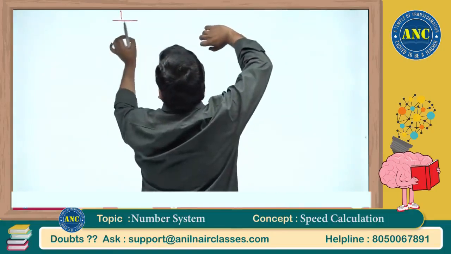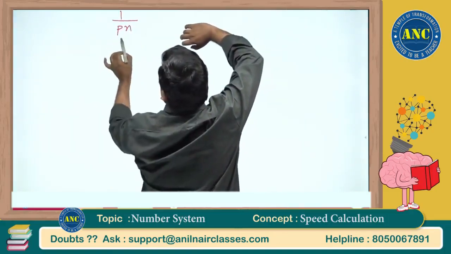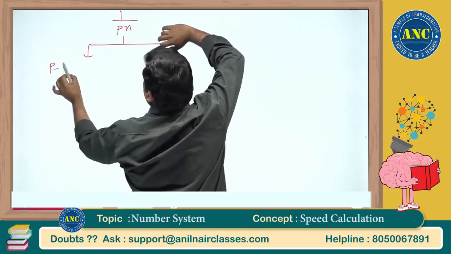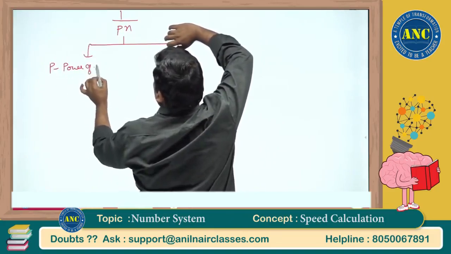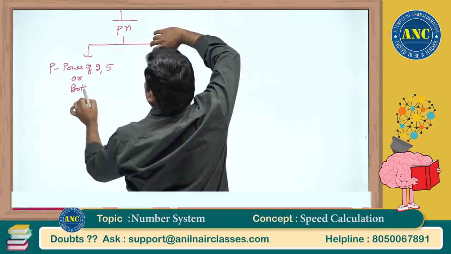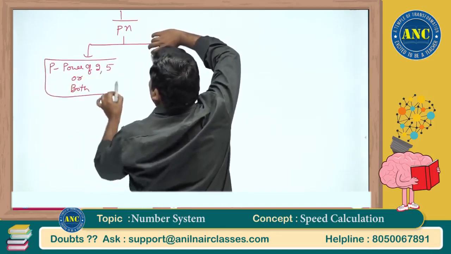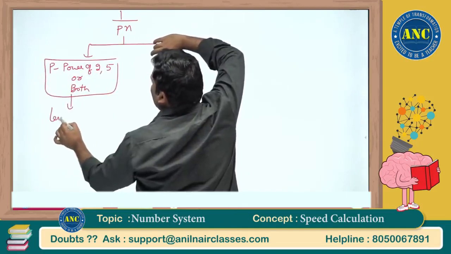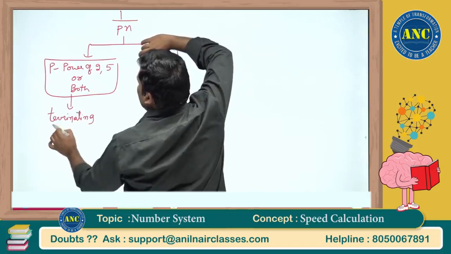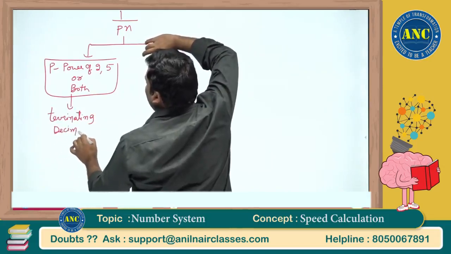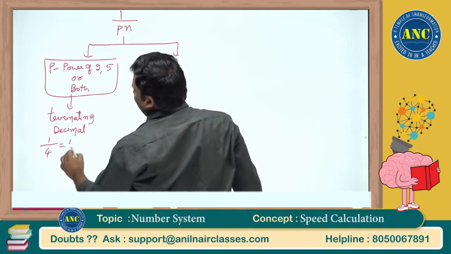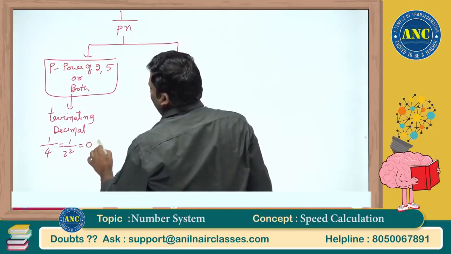1 by P power n. Listen carefully, sir. If P is a power of 2 or a power of 5, or a power of 2 and 5, then only it will result in a terminating decimal. What do you mean by terminating decimal? 1 by 4. 4 is a power of 2. 1 by 4 is 0.25.